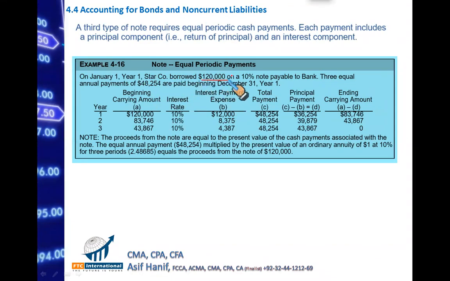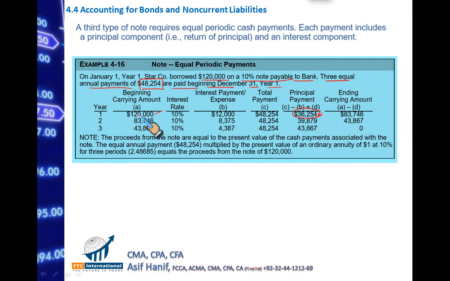Star Company borrowed 120,000 on a 10% note payable to a bank. 3 equal annual installments of 48,254 are to be paid beginning December 31st, year 1. We receive 120,000 from the bank. Interest on this is going to be 120 times 10%, 12,000. As per the agreement, we have to pay 48,254 to the bank. 48,254 is the total payment, out of which 12,000 is interest. 48,254 less 12, the balance will clearly be principal. This is the principal payment made in the first year.